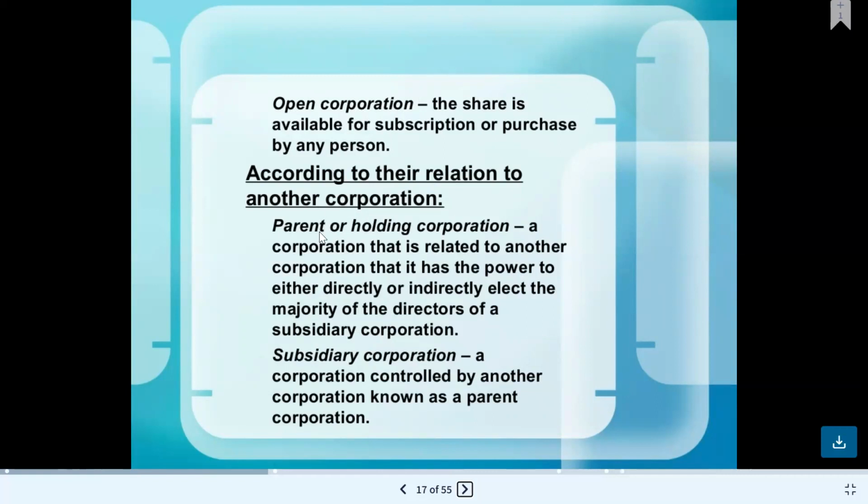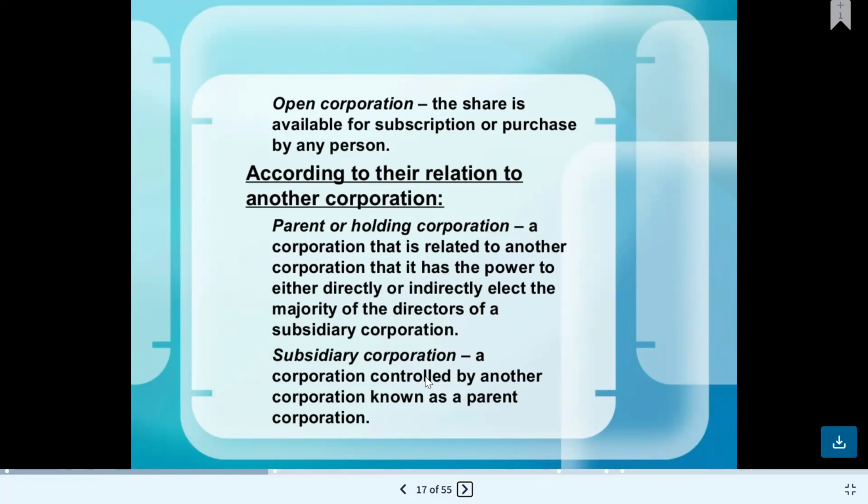According to the relation to another corporation, you have parent or holding corporation, and then subsidiary. So parent corporation, this is a corporation that is related to another corporation such that it has the power to either directly or indirectly elect the majority of the directors of the subsidiary corporation. You call it a parent corporation, wherein this corporation controls or has the power either directly or indirectly to govern another corporation. You call it the subsidiary. Okay, so when you say subsidiary corporation, this is a corporation controlled by another corporation known as a parent corporation.